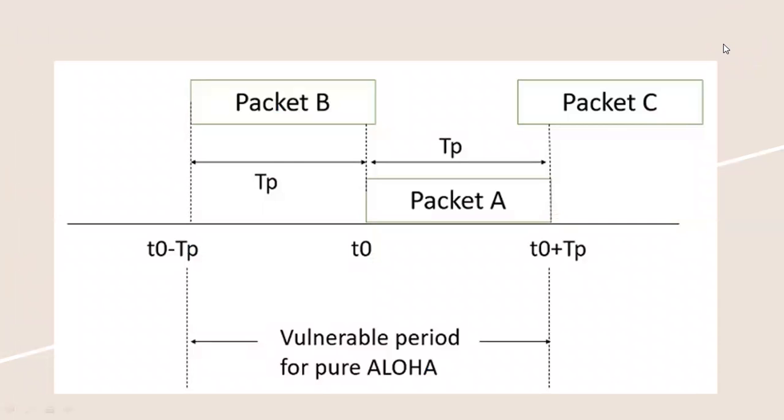Now, this is the block diagram of pure Aloha. In this diagram, we can see there are three packets: packet A, packet B, and packet C.